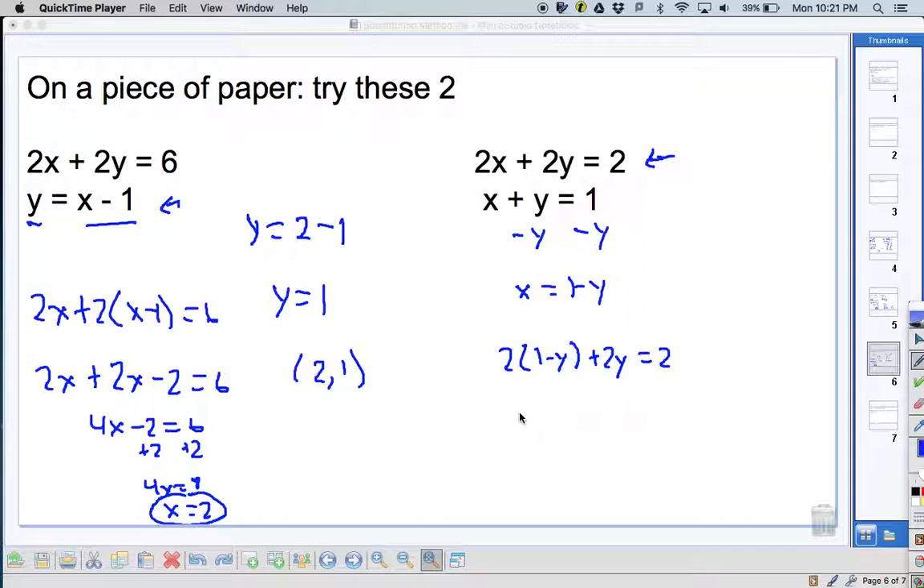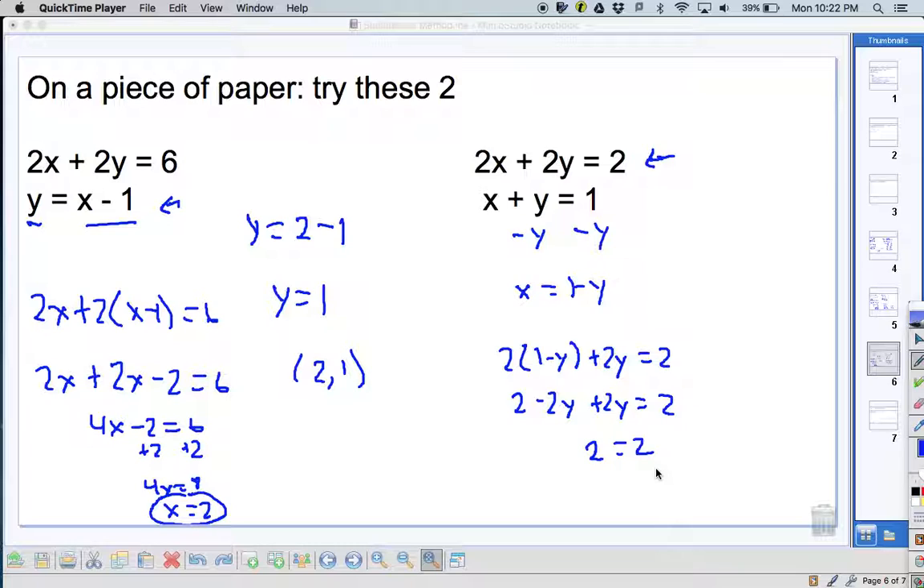Distributive property, got 2 times 1 is 2. 2 times a negative y is a negative 2y. Then I still got this plus 2y equals 2. Combining like terms, I see 2y and a negative 2y. These equal 0, so they're going to cancel out. I'm left with 2 equals 2. And, uh-oh, I just have a problem. There's no more y. Well, that's okay.